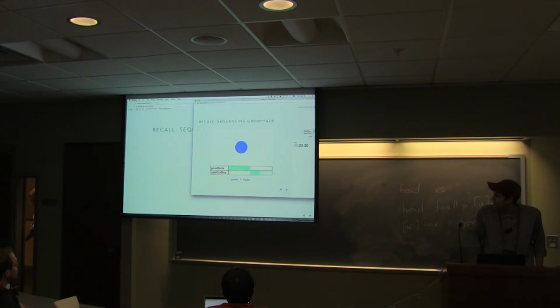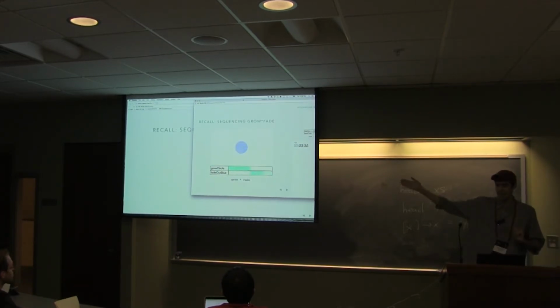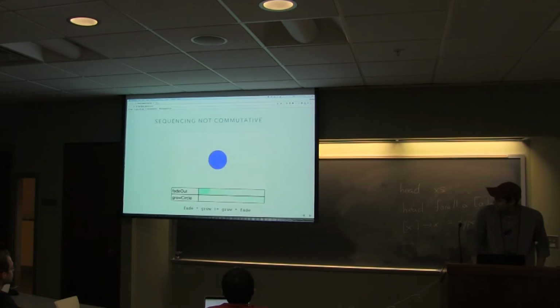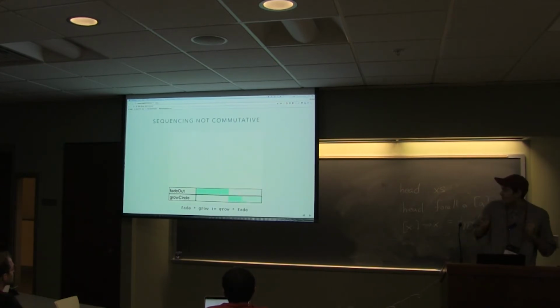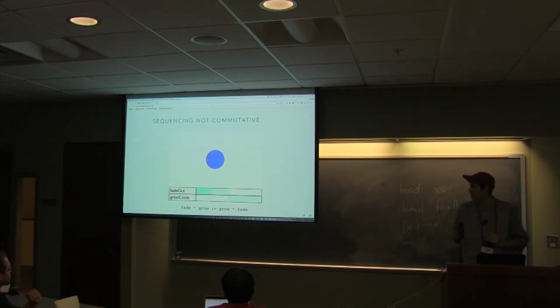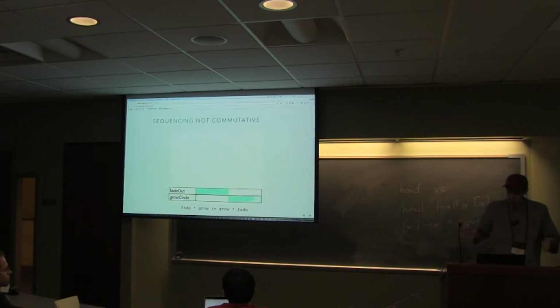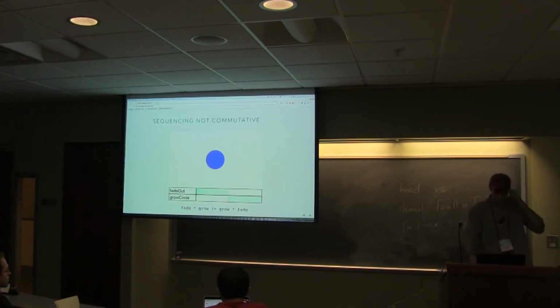Ignore that. Recall, if we grow and then fade, it looks like that. Now, hopefully the next slide's good. Yes, OK. But if we fade and then grow, we don't see the grow, because we've already faded out. So this means this sequencing operation is not commutative. When we implement it, it better be the case that it's not commutative. This is another hint to help us in our implementation.